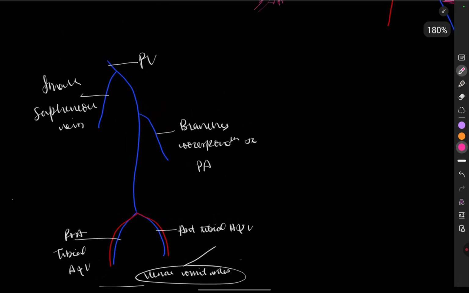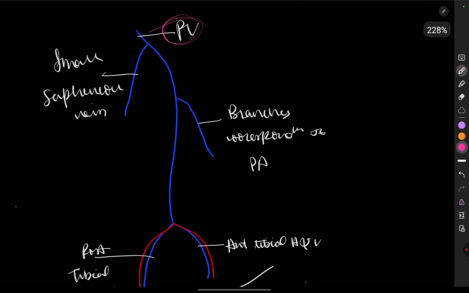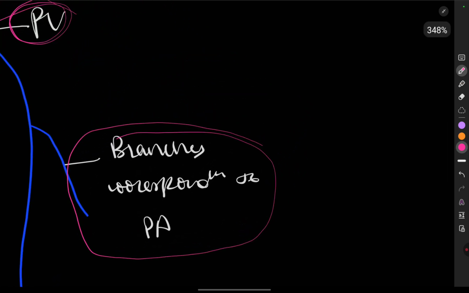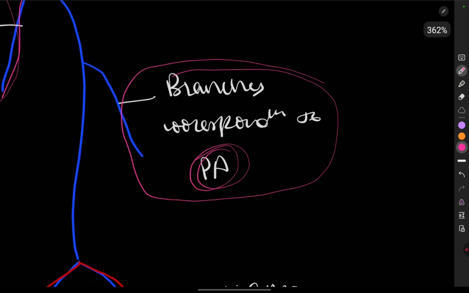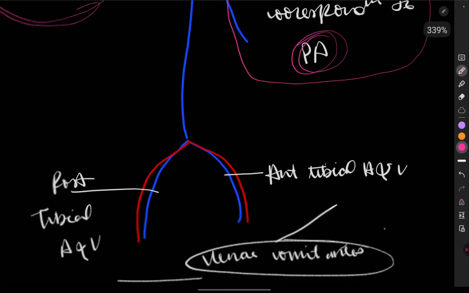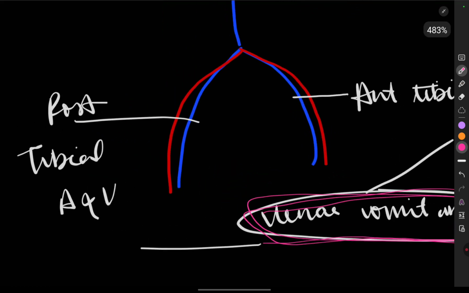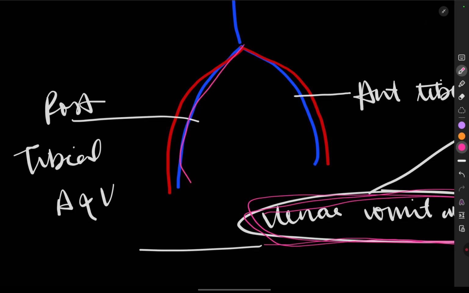Now we're going to see the branches of this. So see, this is the popliteal vein. It gives off a small branch, that is the small saphenous vein, and it gives off branches corresponding to the popliteal artery branches, the muscular branches. And then it has venae comitantes. I don't know actually how to pronounce this, but it's venae comitantes. What it means is that the veins are in close contact, or closely related, with the corresponding arteries.